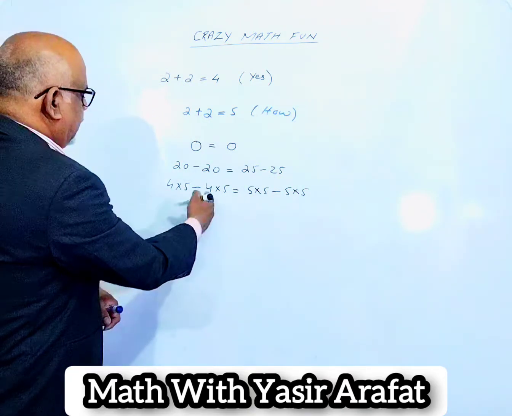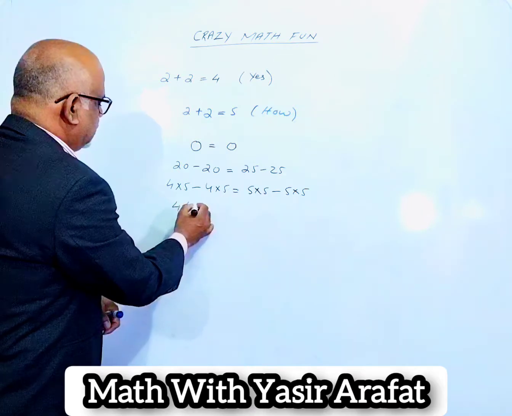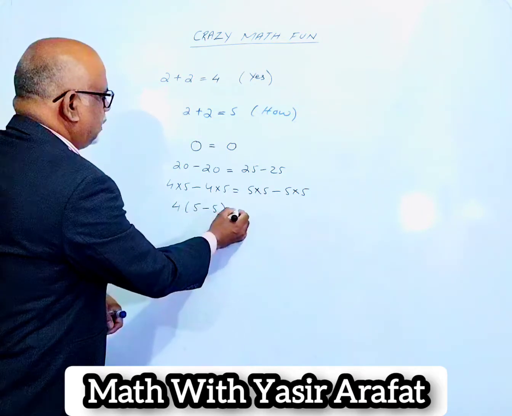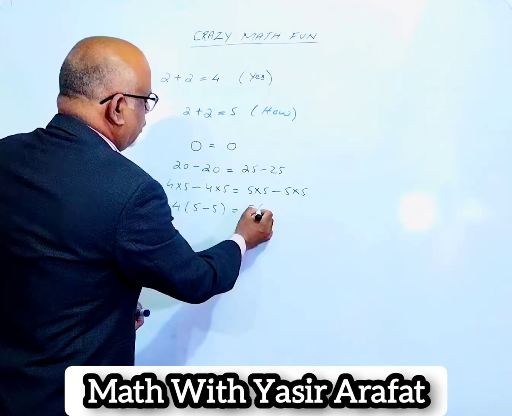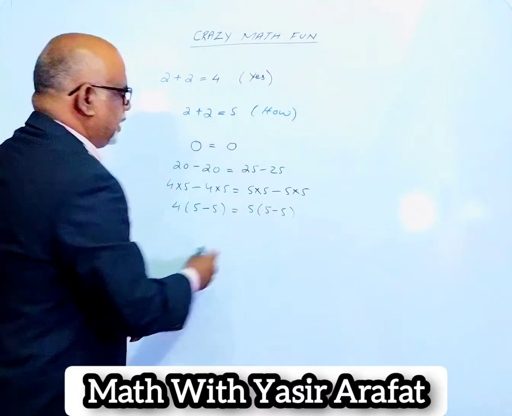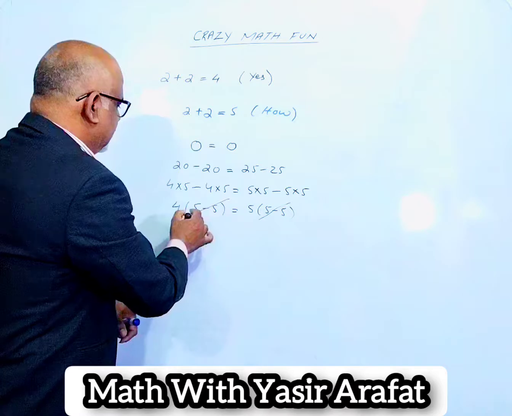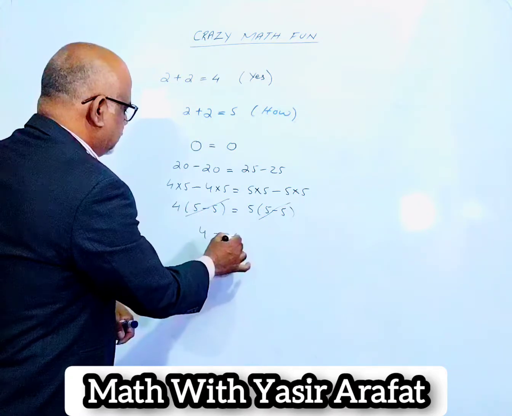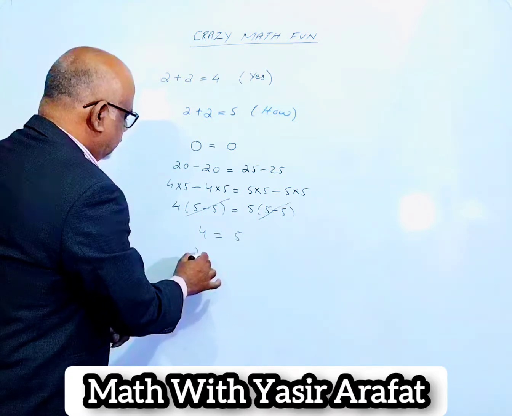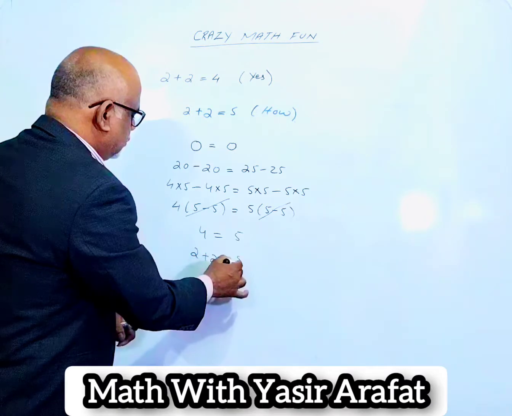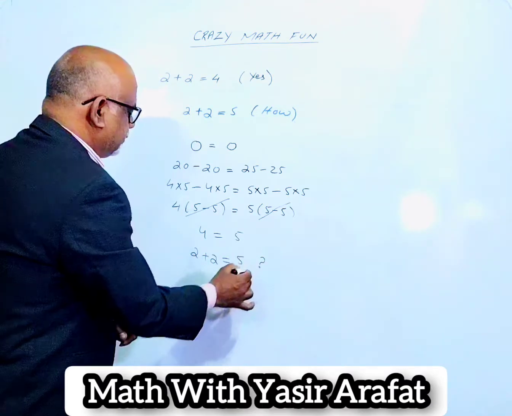So here we can take out 4 common, so this is 5 minus 5. And here we can take out 5 common, so this is 5 minus 5. So this 5 minus 5 is cancelled. 4 is equal to 5. Or we can write down 2 plus 2 is equal to 5.